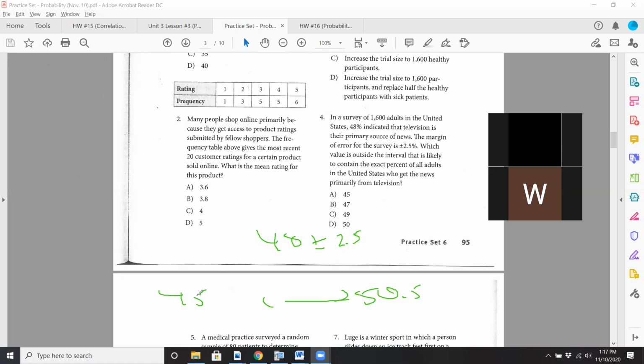And margin of error, again, Zach, you asked a great question. Of course you don't know how to calculate it because I haven't taught it to you. But we are going to do that probably in January when we come back from Christmas break, or sometime in the second semester. We'll do something called confidence intervals. And you could say, hey, I'm 95% confident that people watch news in this range, or something like that. But anyway, which value is outside that interval? It's pretty obvious 45 is outside that interval. So the answer is A for that one.